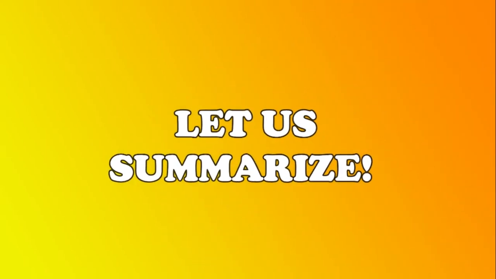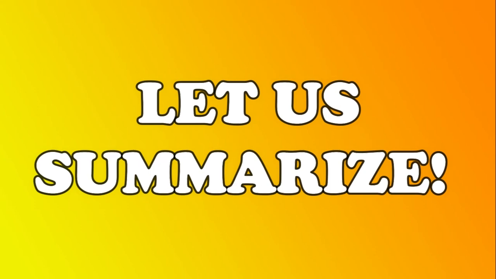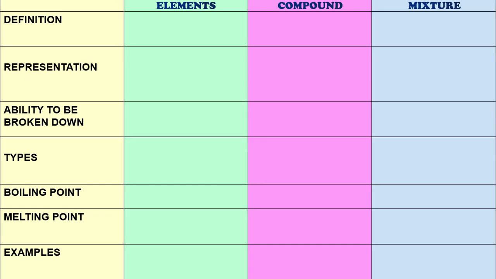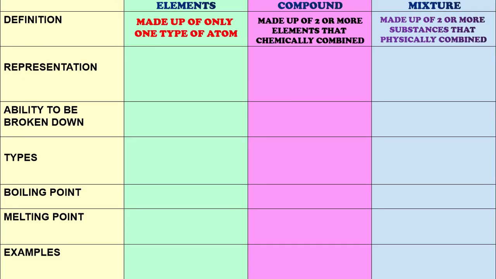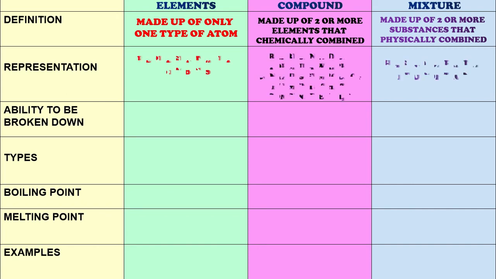Let us summarize. Definition: elements are made up of only one type of atom, while a compound is made up of two or more elements that chemically combine, and a mixture is made up of two or more substances that physically combine.